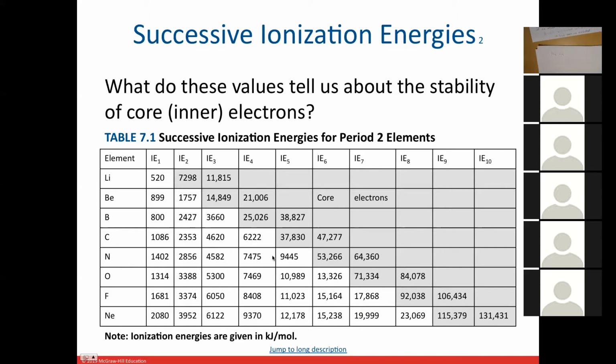But you can see this trend. With carbon, I can remove the first four electrons, then the fifth one takes a lot of energy. There's a huge jump, and it has to do with removing core electrons.